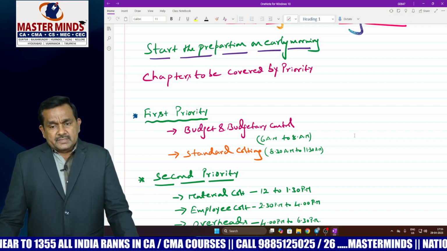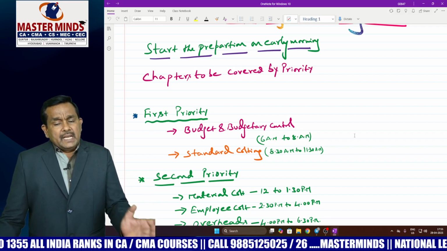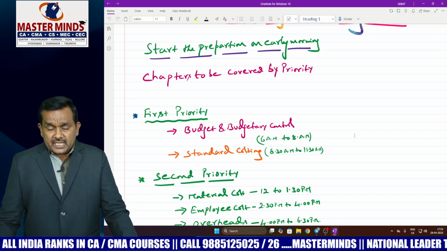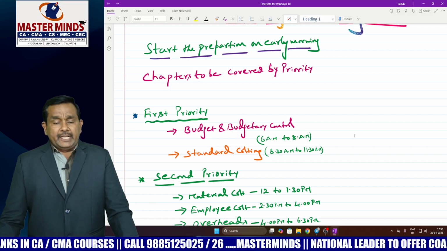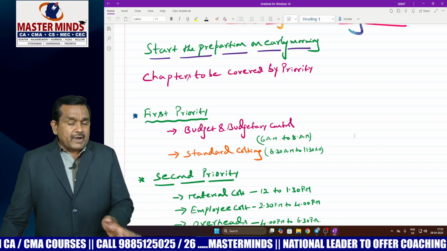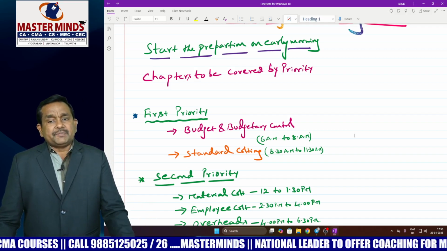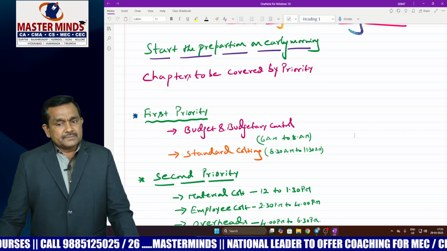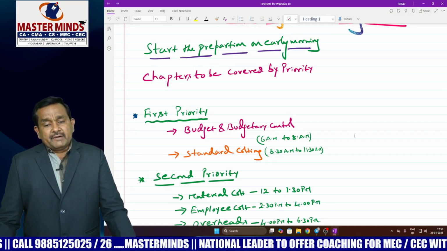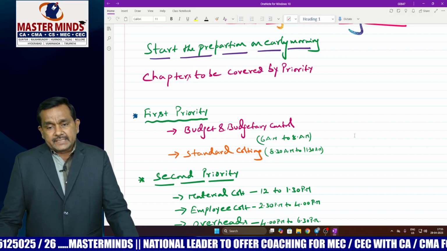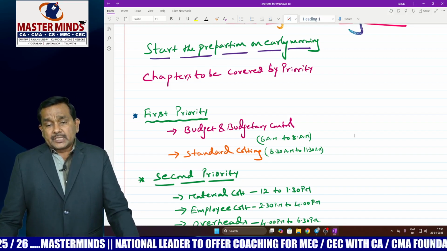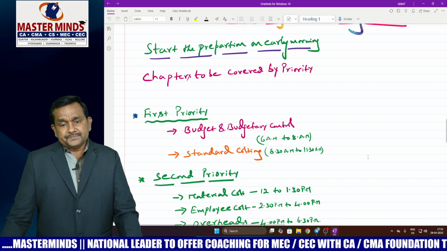Material cost variances, please refer to that. Labor variances, please refer to that. In labor variances, two models are very important. One is working hours equal to paid hours, that means idle time nil, sir. The next model, working hours not equal to paid hours, so there is idle time. That model is also very important.